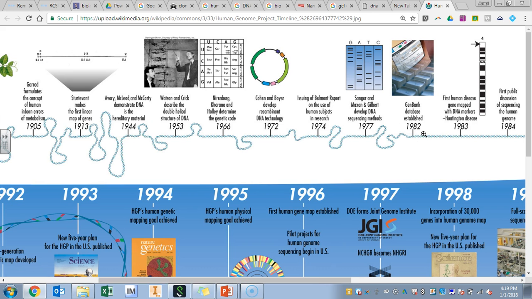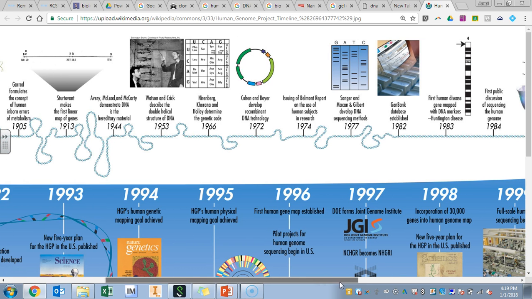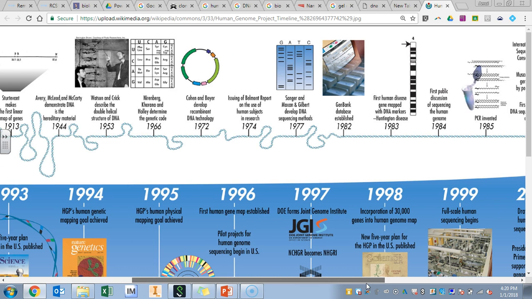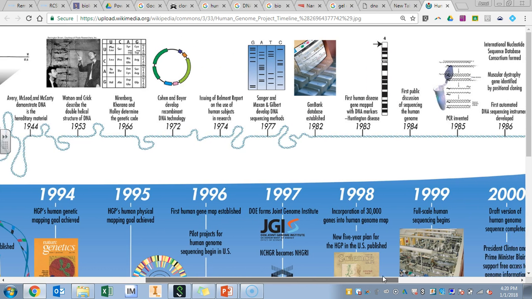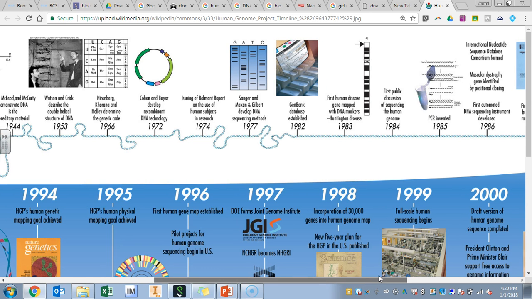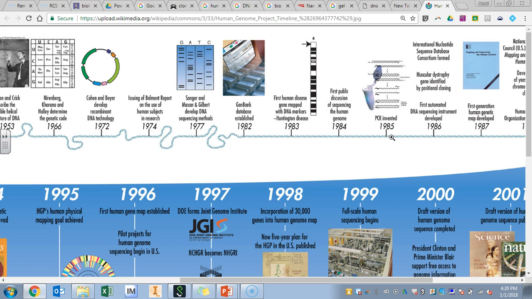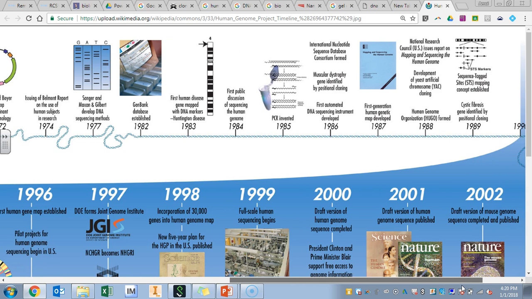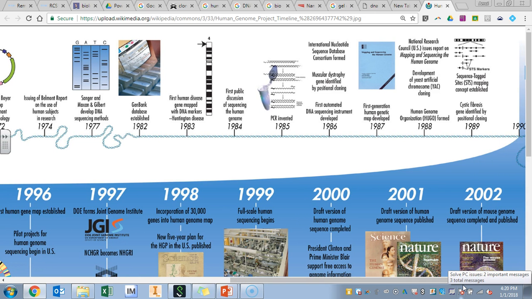In 1982, GenBank was established, which is a repository of gene sequences where you could go and look at that, and we could study that in a little bit more detail if you'd like to. In 1983, the first human disease gene was mapped on chromosome number 4, which is Huntington's disease. And PCR, which we'll talk about, was invented in 1985, which led the way to some genetic sequencing in forensics that the police used, paternity cases, all because of this 1985 discovery.